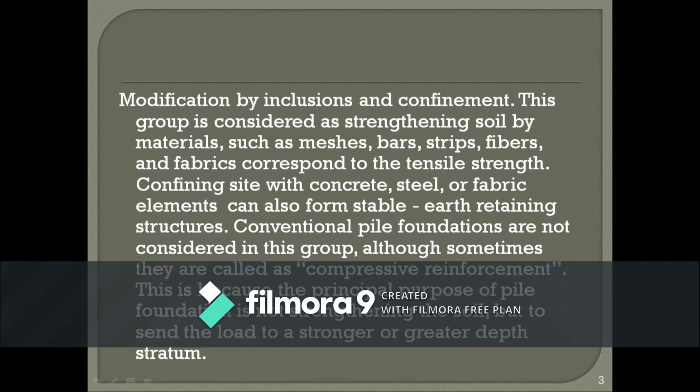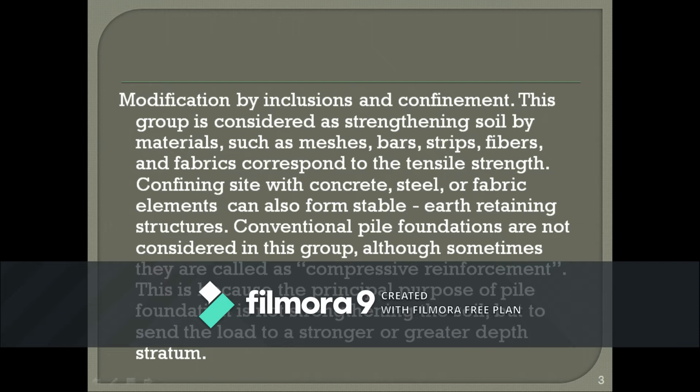Fibers can be glass fibers and fabrics can be geosynthetics, and meshes, bars and strips are generally made of steel, since steel is very good in tensile strength. Fibers, optical fibers, glass fibers, they have a very good tensile strength. Because of all these reasons we are using this. When you are confining a particular site, if you are using concrete, steel as well as fabric elements, it can form stable earth retaining structures.